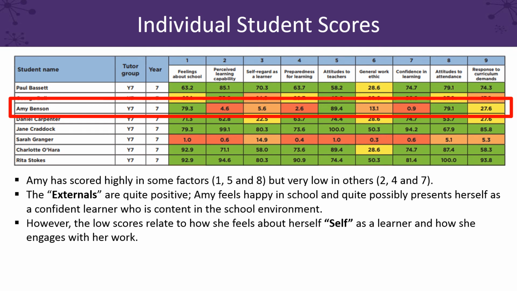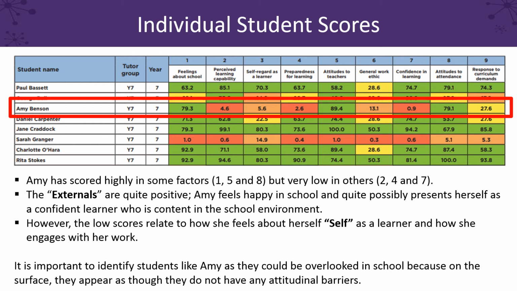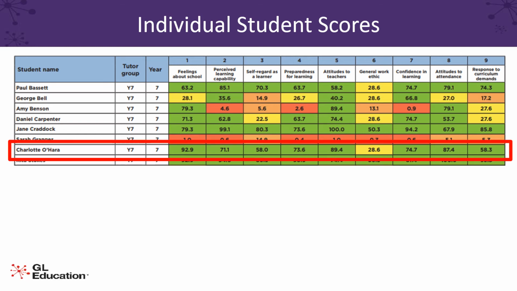However, the low scores relate to how she feels about herself as a learner and how she engages with her work. It's really important to identify students like Amy, as they can be easily overlooked in school because on the surface they appear as if they do not have any attitudinal barriers.